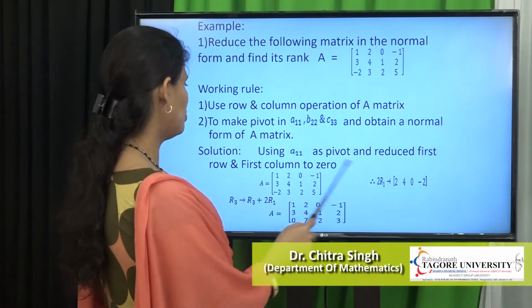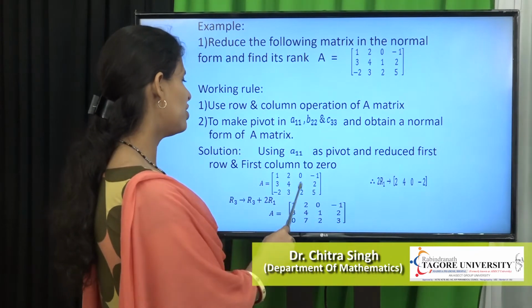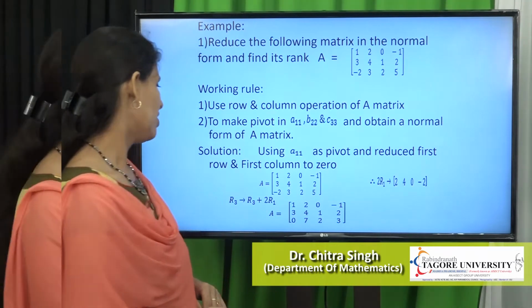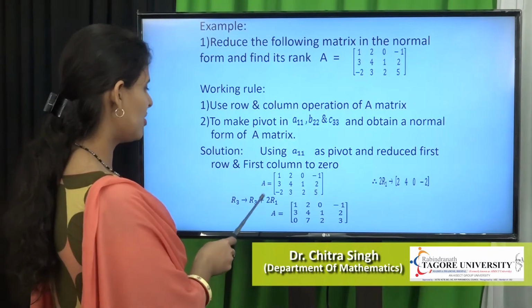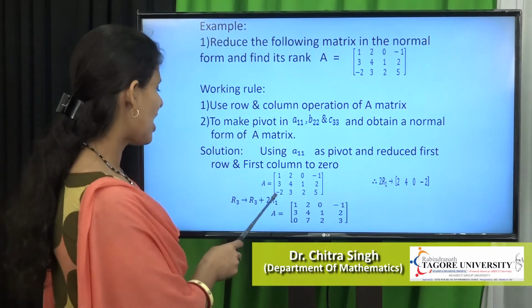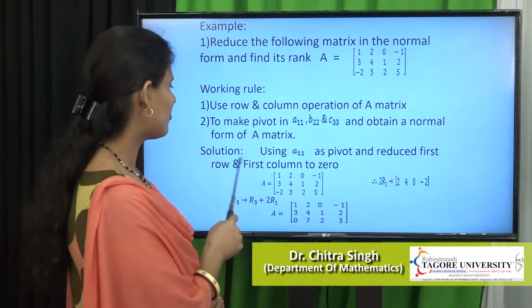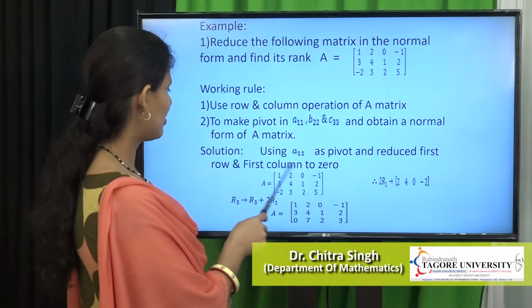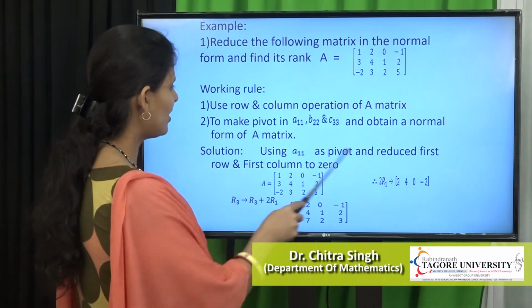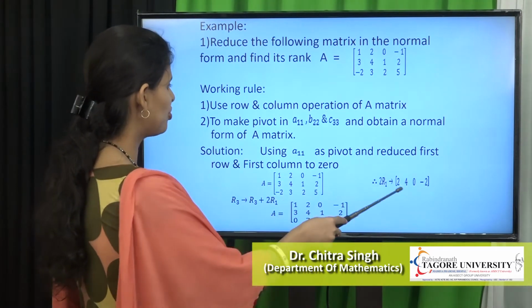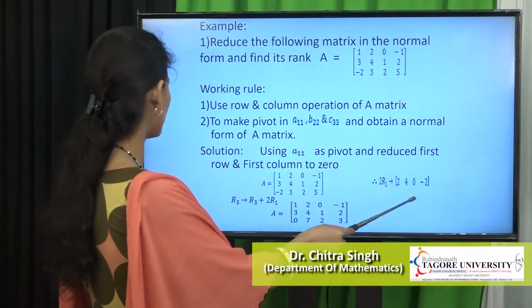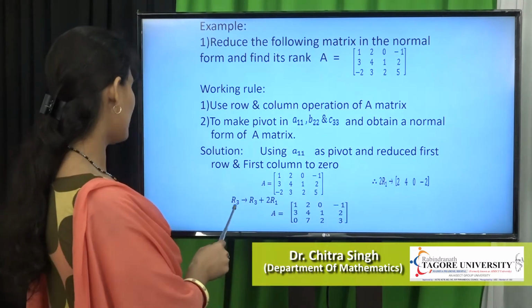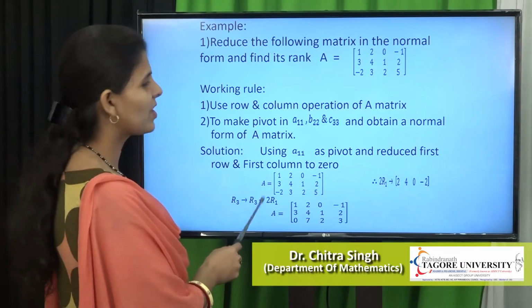into 2, 2 into 2, 4, 0 into 2, 0, minus 1 into 2, minus 2. So then R3 tends to R3 plus 2R1. 2R1 means that you apply 2 to the whole row of R1. So the 2R1 row is 2 into 1 you get 2, 2 into 2 you get 4, 0 into 2 you get 0, minus 1 into 2 you get minus 2. Your R3 tends to R3 plus 2R1.